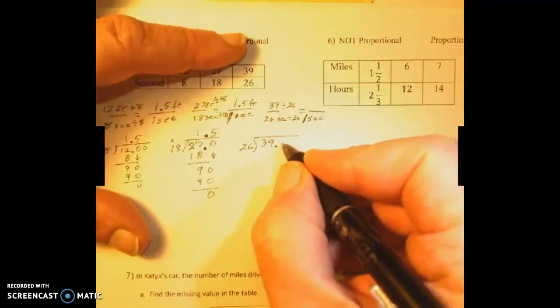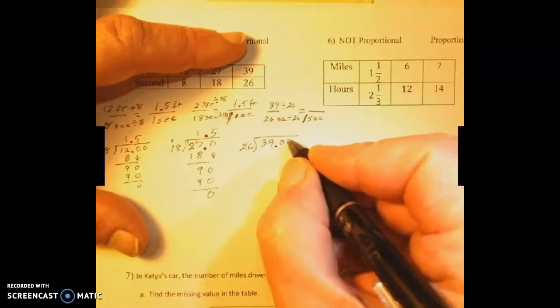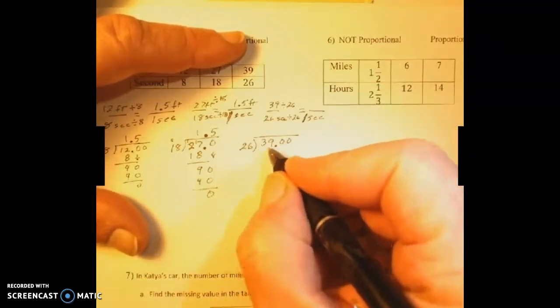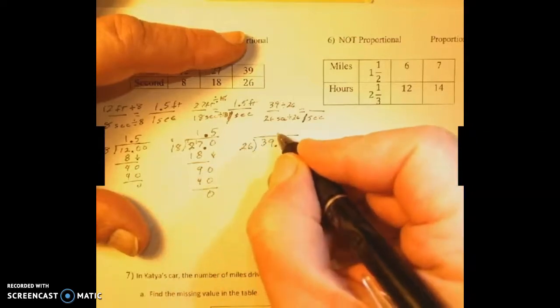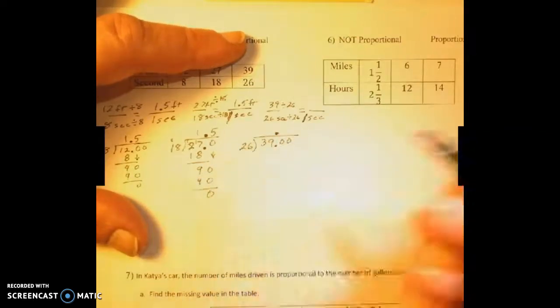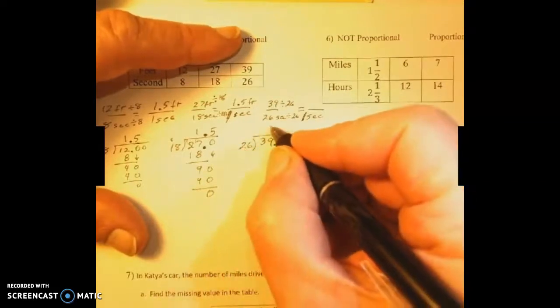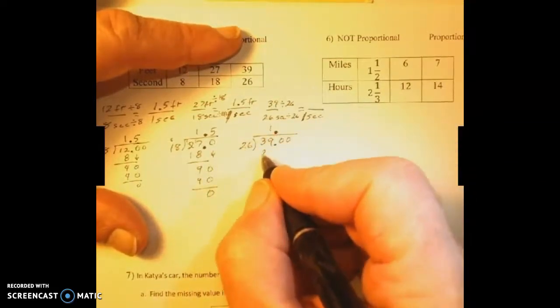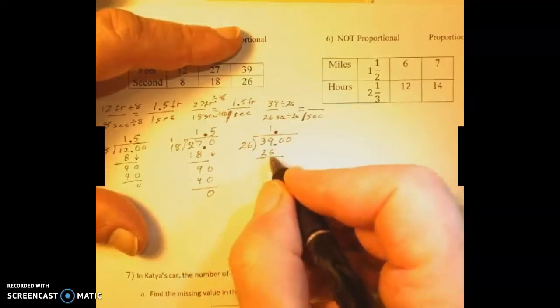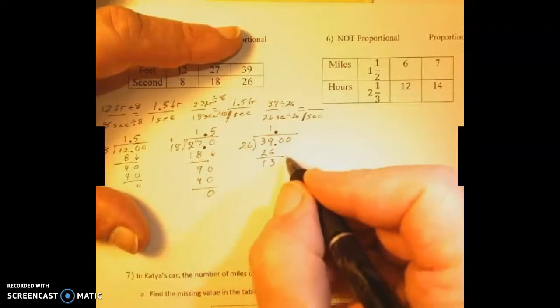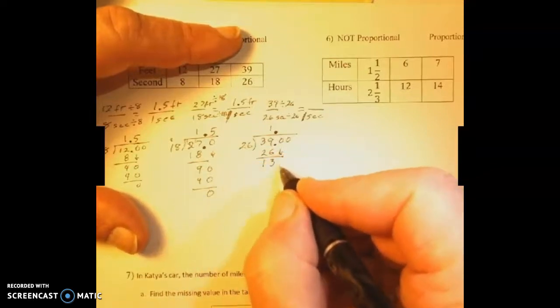Put the decimal point, tack on a 0 or 2. Doesn't really matter how many you tack on. You're dividing by a whole number, so the decimal point goes straight up. That's where it is in the answer. 26 goes into 39 once. 2, 6, subtract. 6 from 9 is 3. 2 from 1 is 1. Bring down your 0.